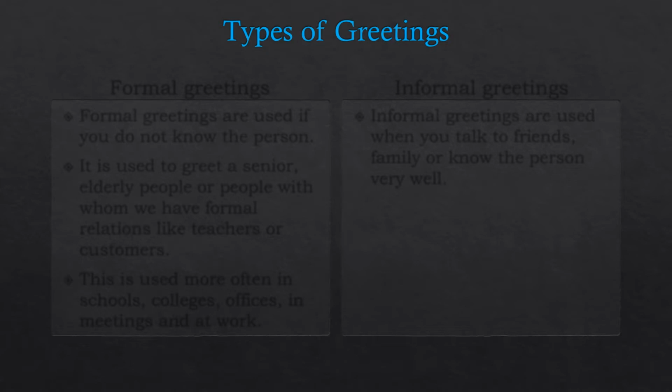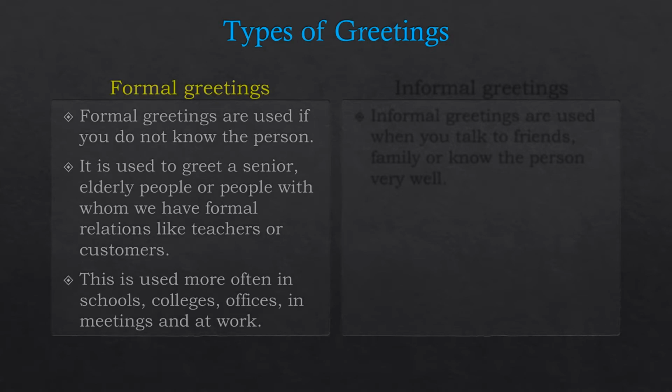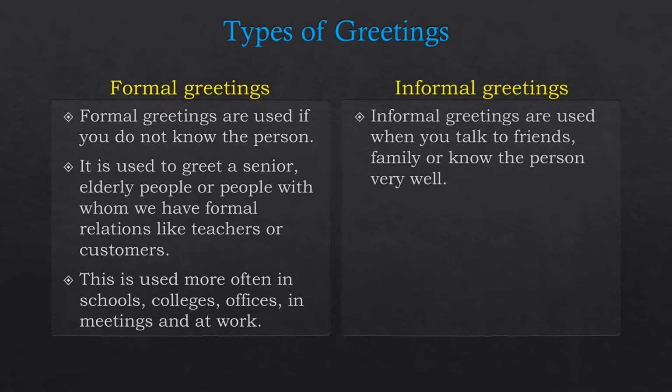Now, what are the types of greetings? There are two types, formal and informal. As the name is suggesting, formal greetings are used if we are talking to a person with whom we are having a formal relation. For example, our senior, any elder people, or someone whom we don't know, we greet them formally. This is more often used in the formal places like school, colleges, offices, and in meetings. While informal greetings are used when you talk to your friends, family, or the person whom you know very well. With them, you greet informally.